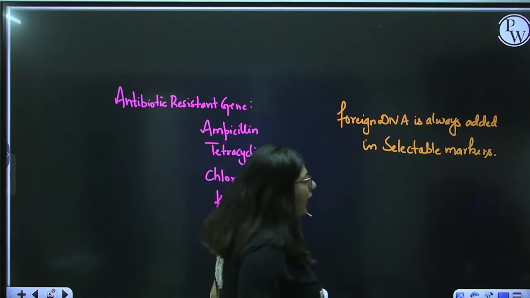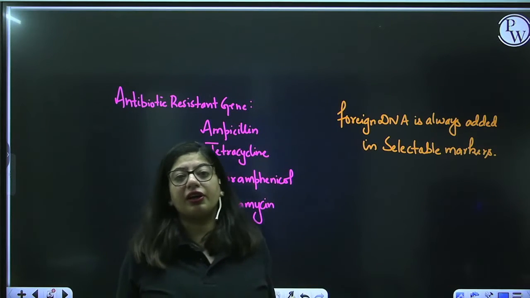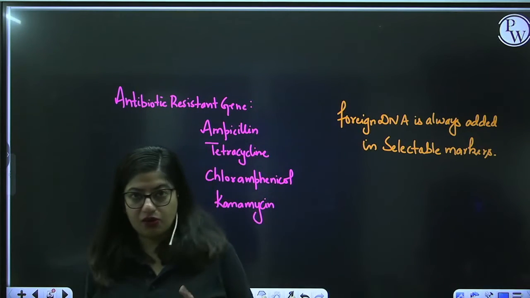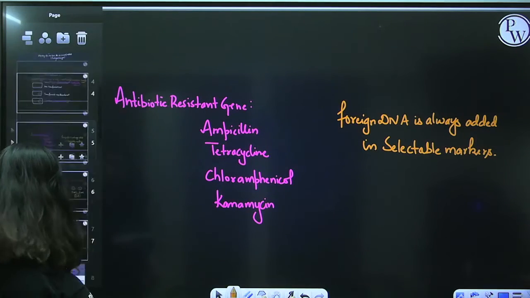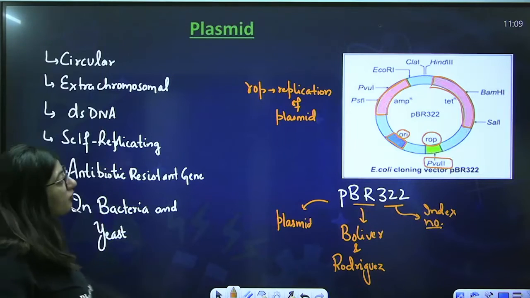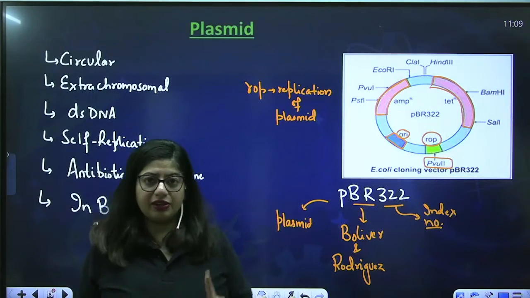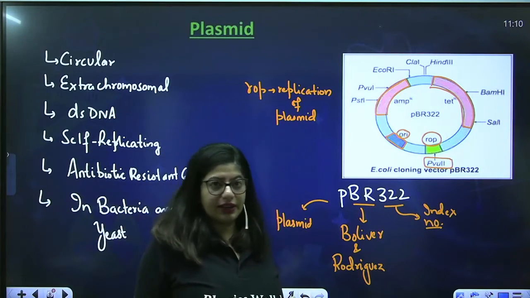Because if you do not add the selectable marker, then you will never get to know about the transformants and non-transformants. All right, moving to the next. So we have an ampicillin resistant gene and a tetracycline resistant gene as selectable markers.